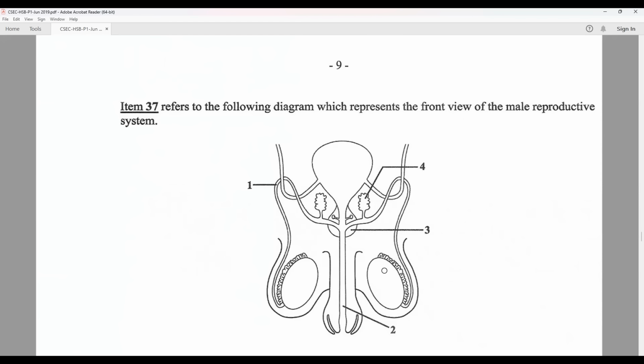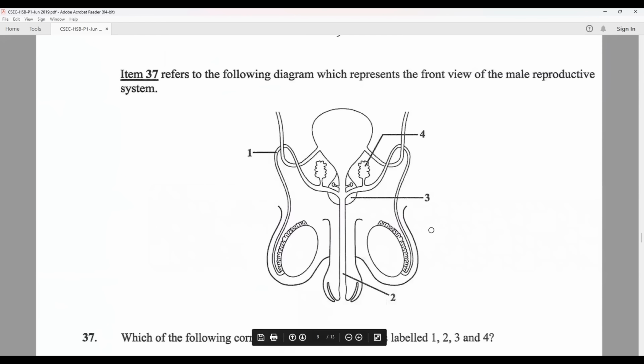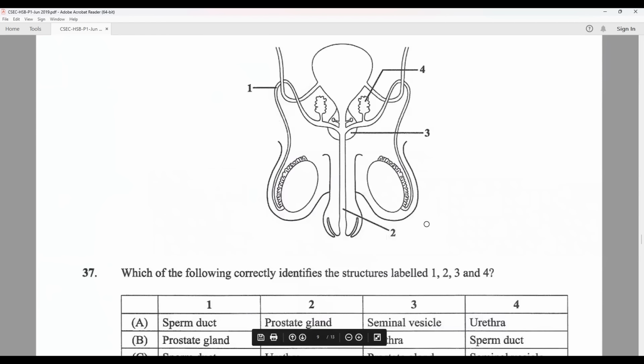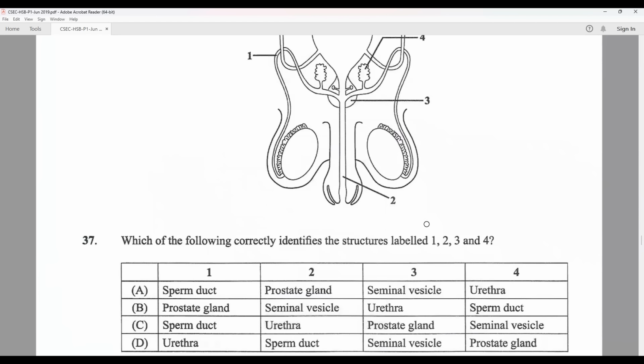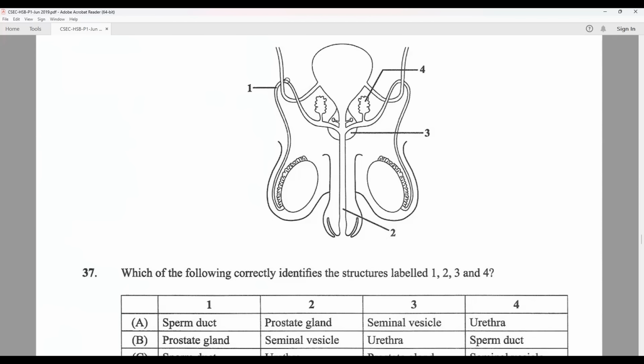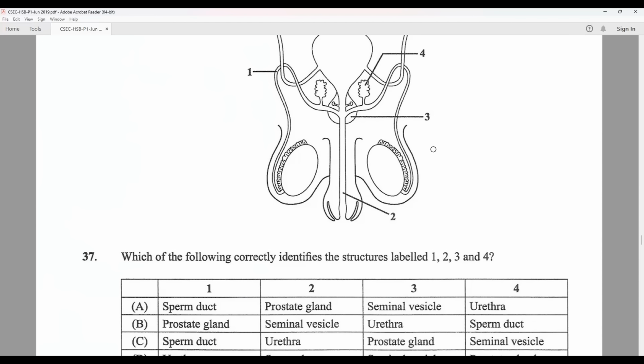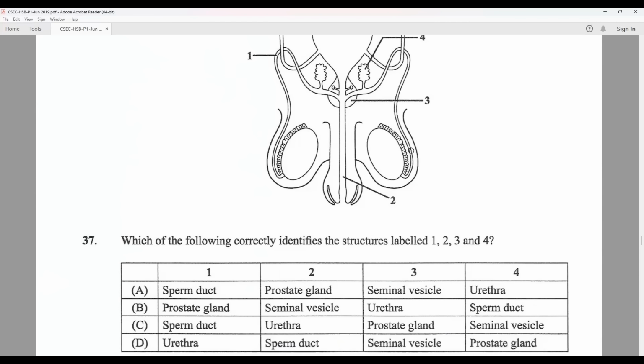Item 37 introduces us to the reproductive system, and the diagram here presents a front view of the male reproductive system, and they ask you which of the following correctly identifies the structures labeled 1, 2, 3, and 4. 1 is the sperm duct, 2 is the urethra running through the penis, 3 is the prostate gland, and 4 is the seminal vesicles. So we are looking at that instantly. We have A and B and D being wrong because they identified the wrong thing, and 2, so C is the correct answer.